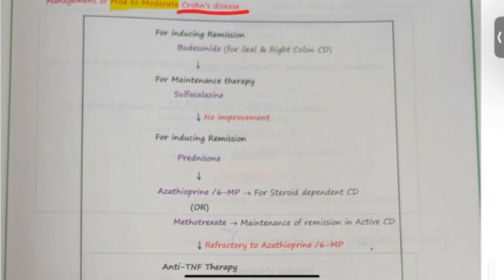So mild to moderate Crohn's disease, how will we use the drugs? First, obviously, suppose the inflammation is this much, first we have to reduce it. For that reason we will have to induce remission.